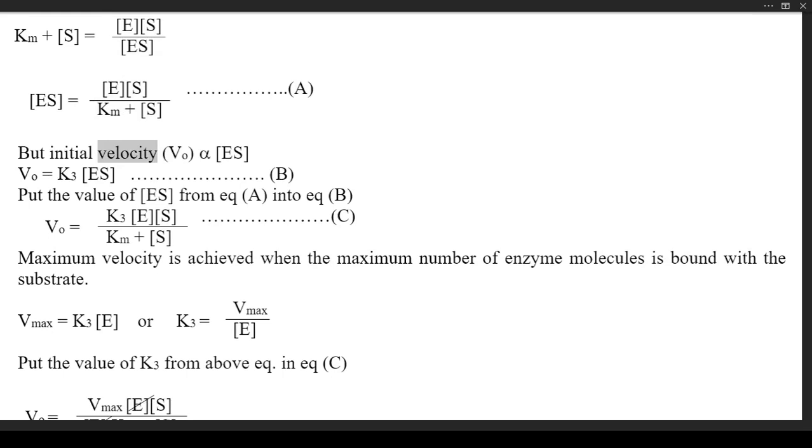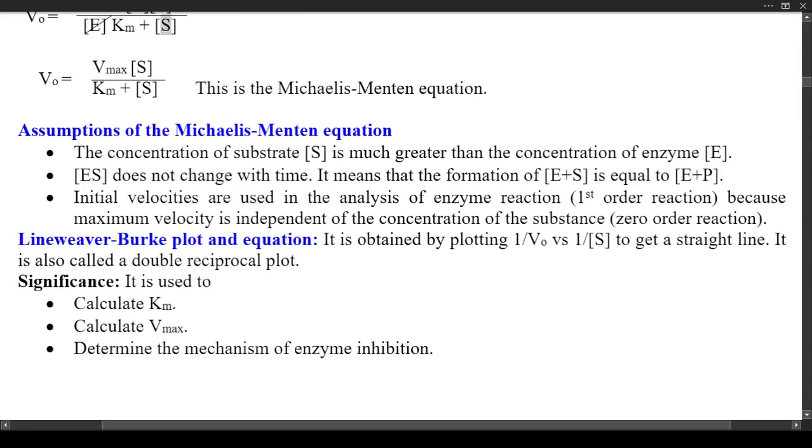But initial velocity V0 is proportional to [ES]. V0 equals K3 [ES]. Equation B. Put the value of [ES] from equation A into equation B. V0 equals K3 [Et][S] over Km plus [S]. Equation C. Maximum velocity is achieved when the maximum number of enzyme molecules is bound with the substrate. Vmax equals K3 [Et], or K3 equals Vmax over [Et]. Put the value of K3 from the above equation in equation C. V0 equals Vmax [S] over Km plus [S]. This is the Michaelis-Menten equation.